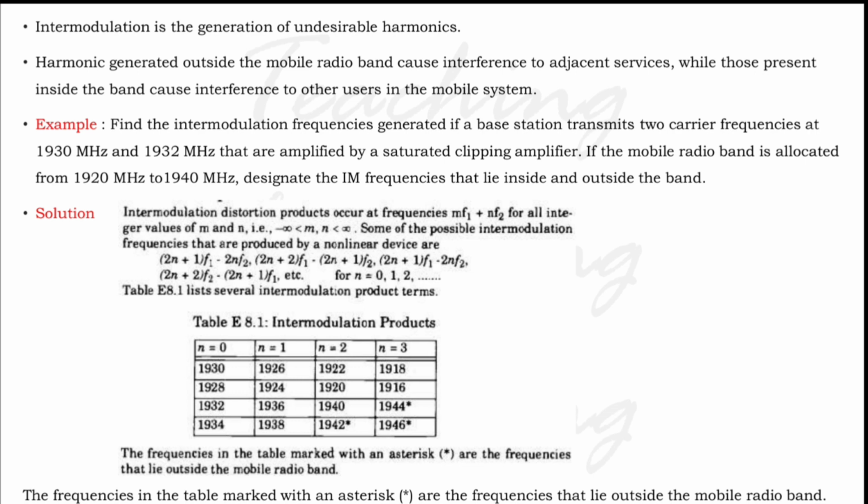Intermodulation is the generation of undesirable harmonics. Harmonics generated outside the mobile radio band cause interference to adjacent services, while those present inside the band cause interference to the other users in the mobile system. So this is the nonlinear effect in FDMA system.